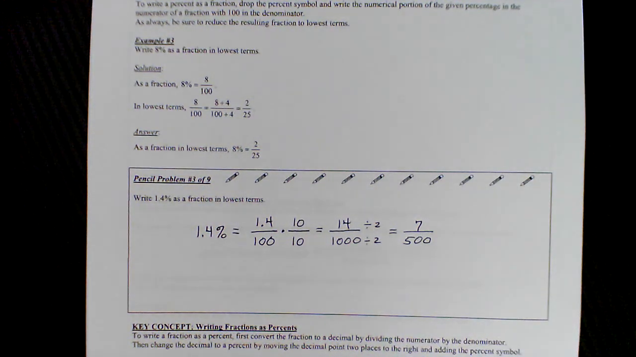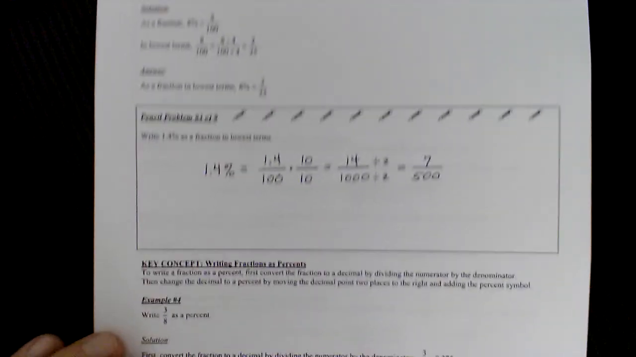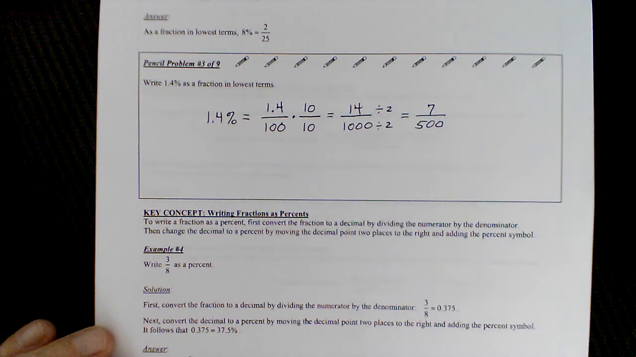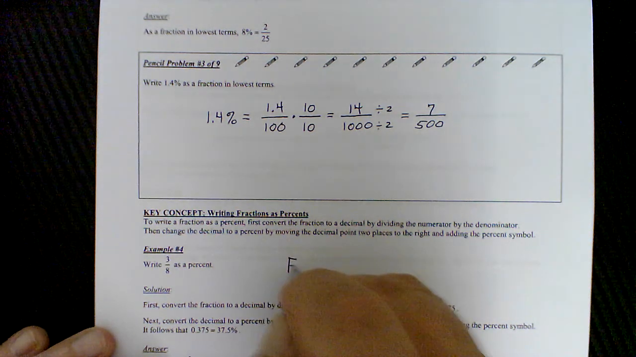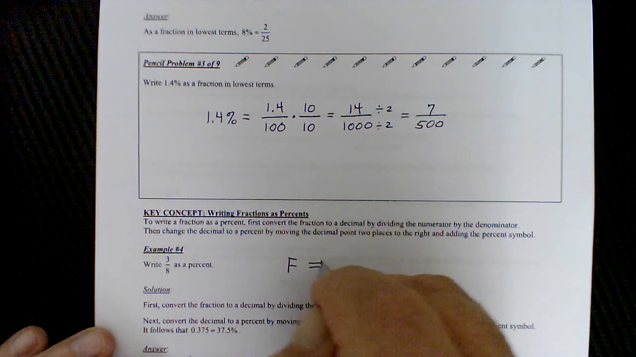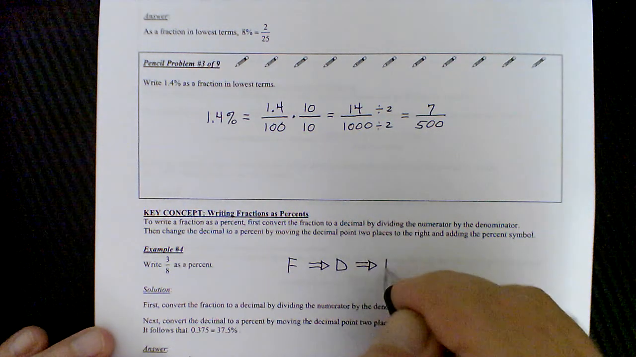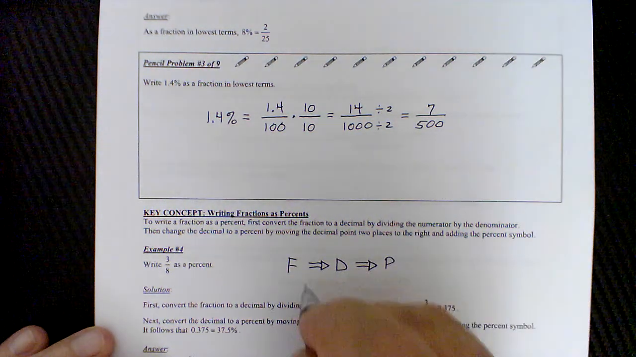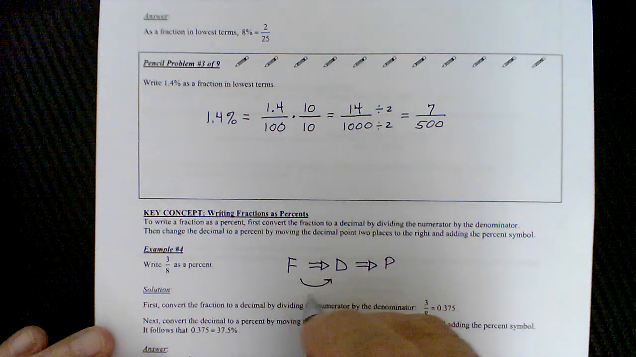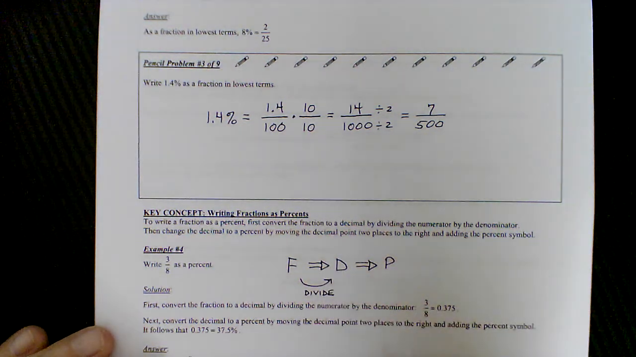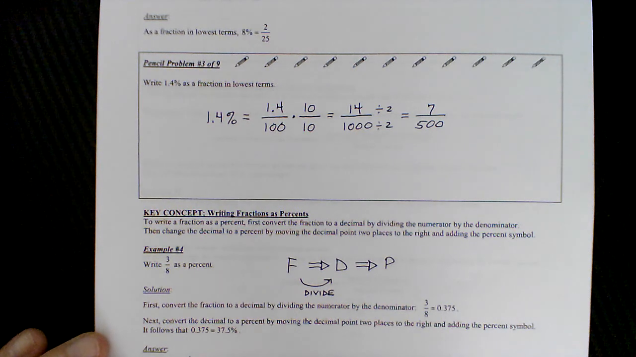Okay, next concept is fractions to percents. And this is what I was thinking of earlier. We can't go directly to a percent from a fraction. You start with a fraction, then you go to a decimal, and then you go to the percent. And the way to go from a fraction to a decimal is just simply to divide. And you can even use your calculator to do the division.